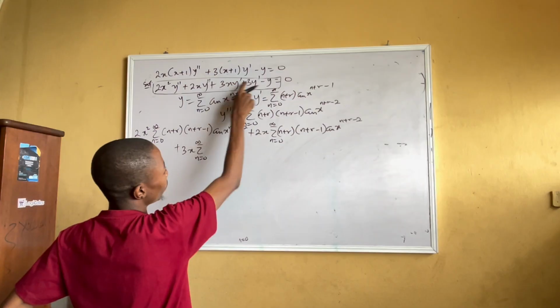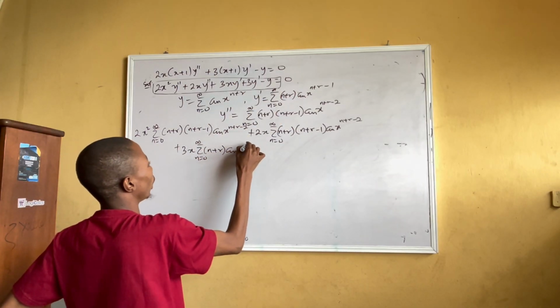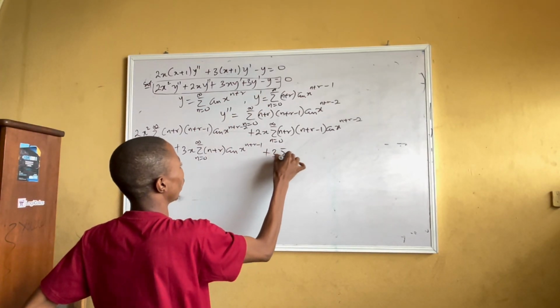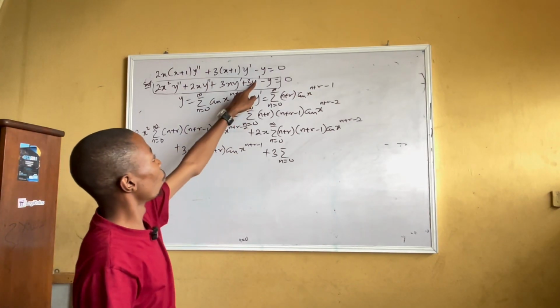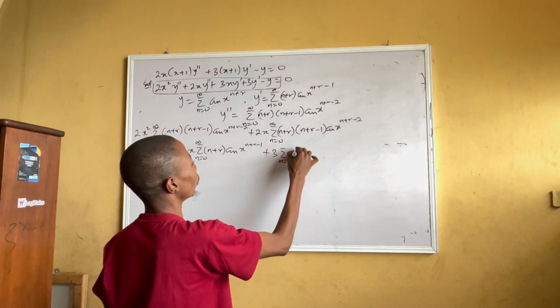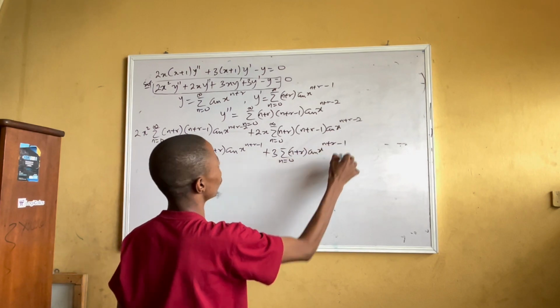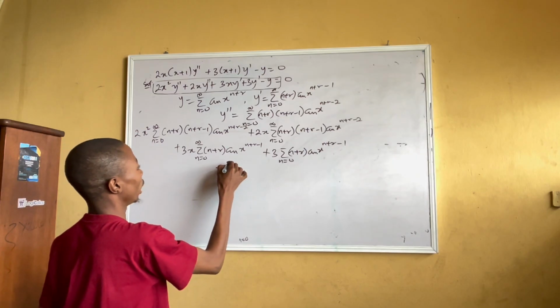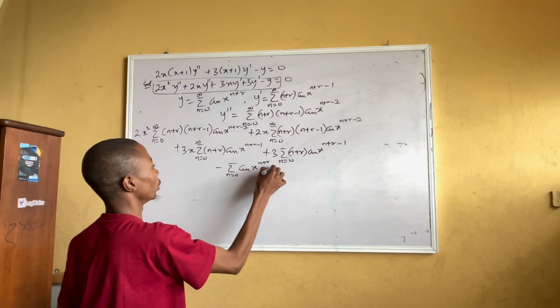This time around, this is y prime: summation of n plus r, a n x raised to power n plus r minus 1. Then plus just 3y prime: 3 summation n from 0 of n plus r a n x raised to power n plus r minus 1, and minus y. That is minus just y: minus summation n from 0 of a n x raised to power n plus r, equals to 0.